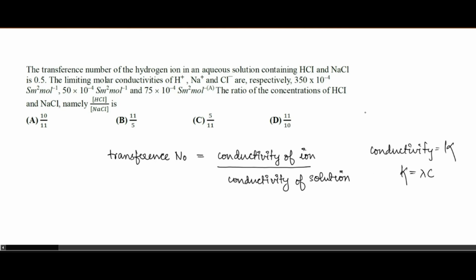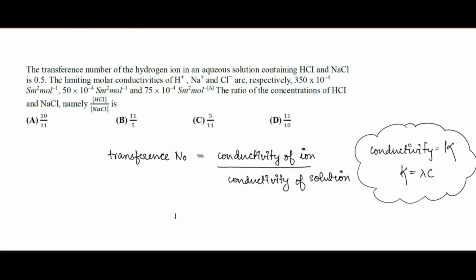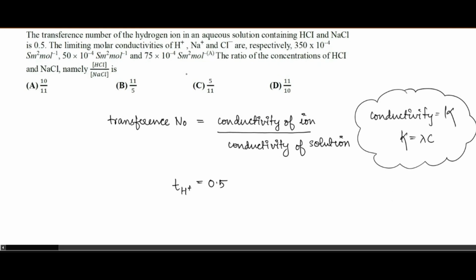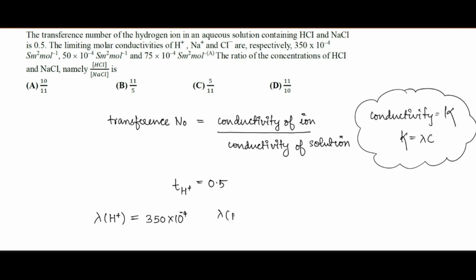So what is given? Transport number of H plus is given as 0.5. The limiting molar conductivities of several species are given. Limiting molar conductivity of H plus is 350 into 10 to the power minus 4. Limiting molar conductivity of Na plus is given as 50 into 10 to the power minus 4. And limiting molar conductivity of Cl minus is also given, 75 into 10 to the power minus 4. All are the same units, no problem. So you need to find the ratio of concentrations of HCl by NaCl.